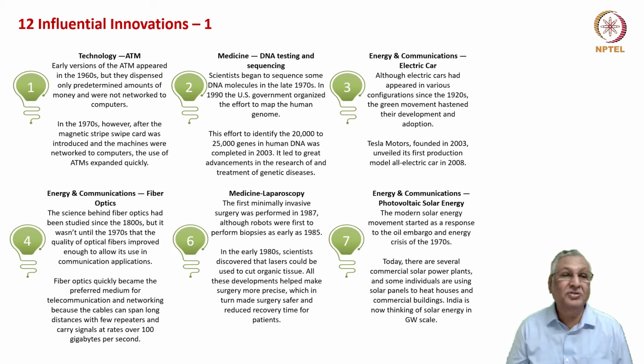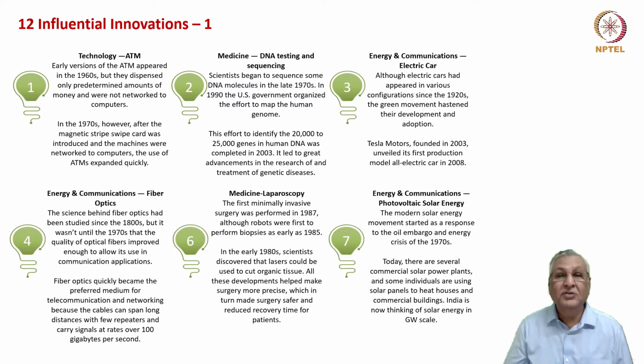But the problem then was that they dispensed only predetermined amounts of money and they were not networked to computers. In the 1970s, however, after the magnetic stripe swipe card came in, that is the credit card kind of thing, or the debit card, and when the machines got networked to computers, the use of ATMs expanded quickly because everything could be monitored through a central computer and the ATMs refilled as required based on the demand.